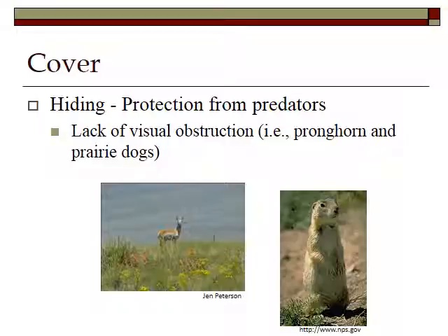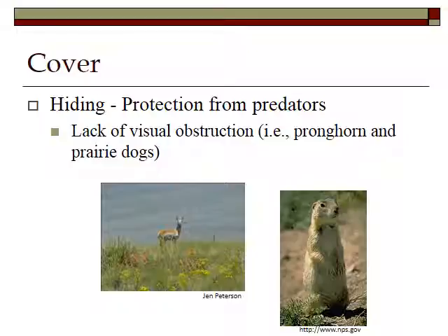So hiding cover that was just described for deer would be where they would hide from predators. There is another set of herbivores where protection from predators involves the lack of visual obstruction. So two good examples of that are pronghorn and prairie dogs. They both don't like being in a bunch of cover that conceals them. They want to be able to see their predators.